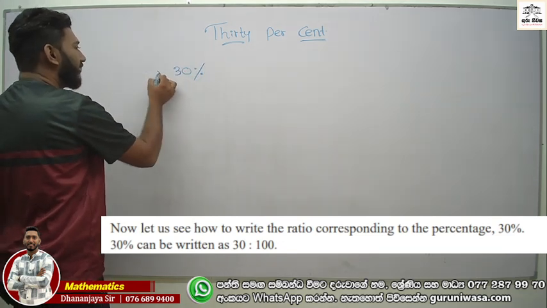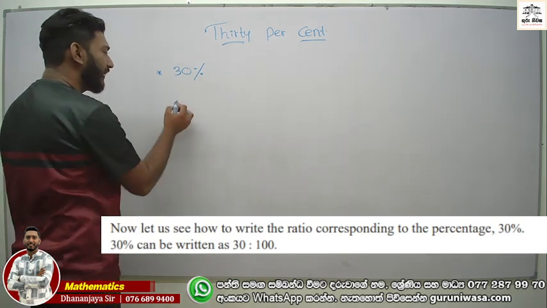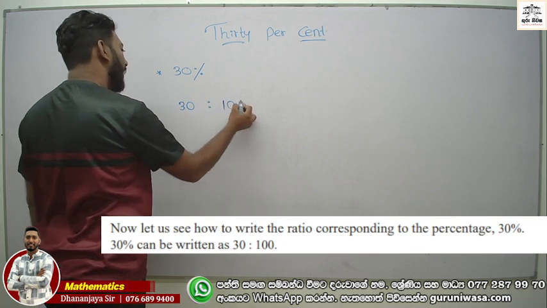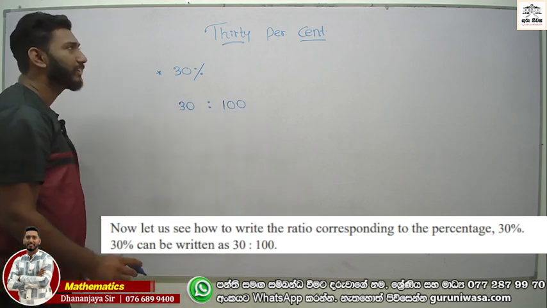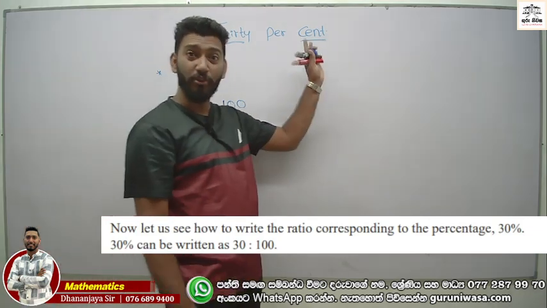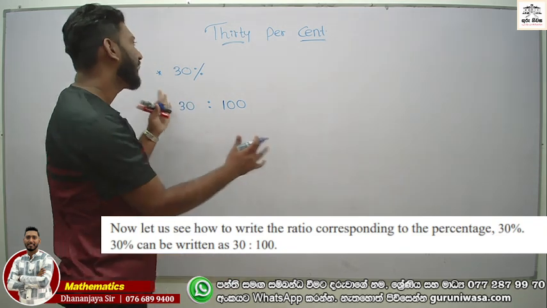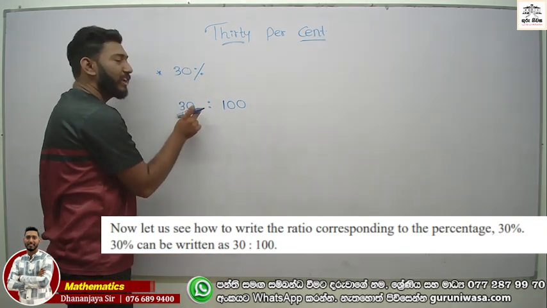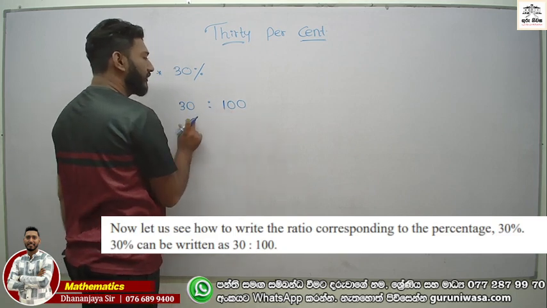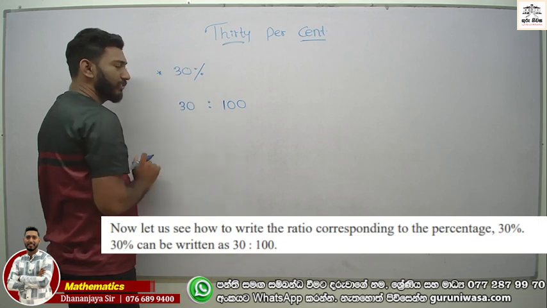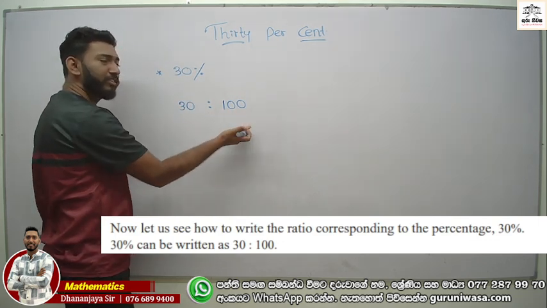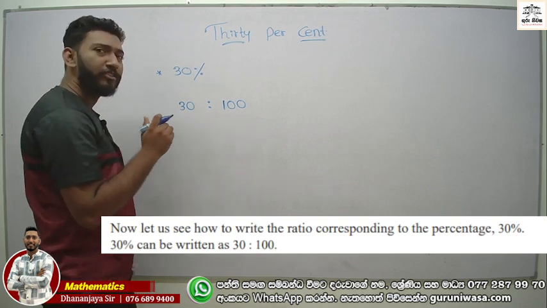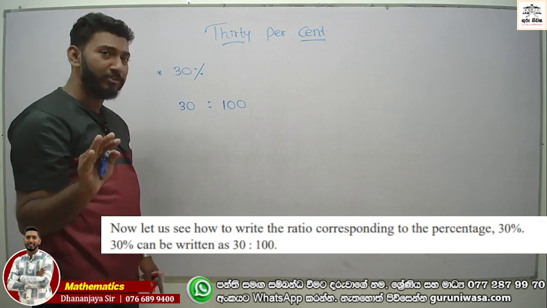Now we can write it as a ratio, like 30 to 100. Percent means per hundred. Therefore, this was a very easy thing. Now 30% you can write as 30 to 100. 30%, right? Cent means 100, right? Therefore, 30 and 100. Now, this is not a simple form, and you know the ratios now, right?